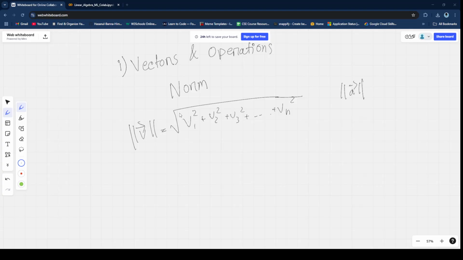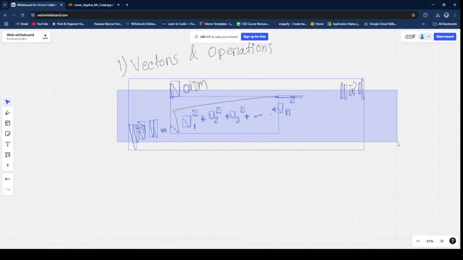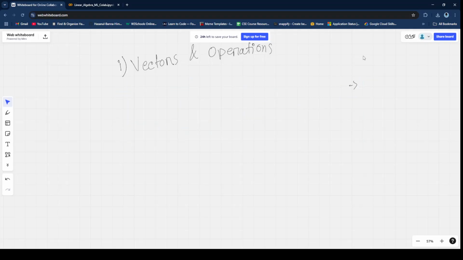Now comes the part where you will ask, why will I be studying this? Is this really important for machine learning? Now comes the part on why these vectors and their operations are important for machine learning. If I want to work with data points, we need vectors.